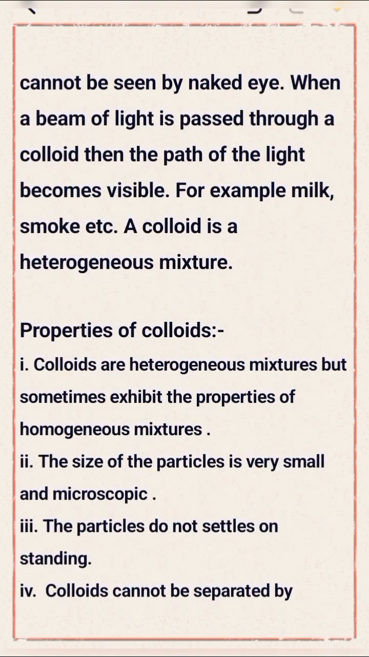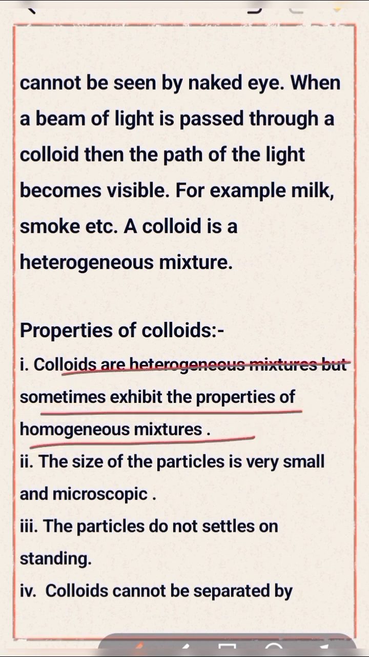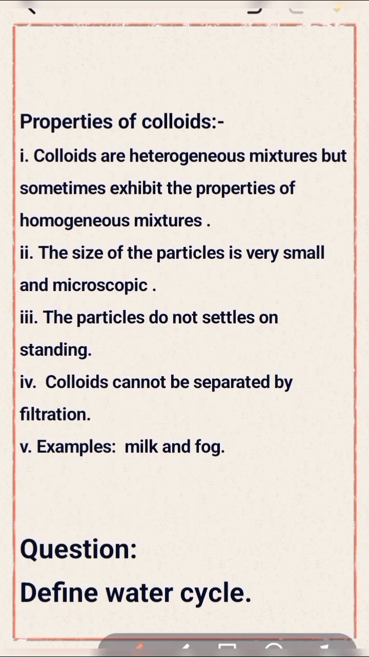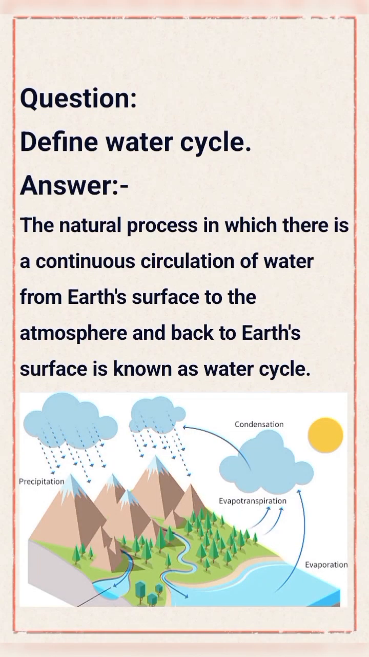Now, properties of colloid. Number one, colloids are a heterogeneous mixture, but some exhibit properties of a homogeneous mixture. Number two, the size of the particles is very small and microscopic. Number three, particles do not settle on standing. Number four, colloids cannot be separated by filtration. Example: milk and fog.